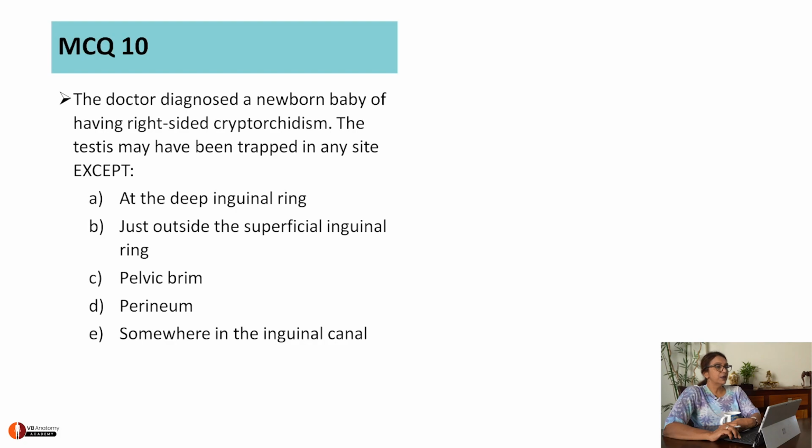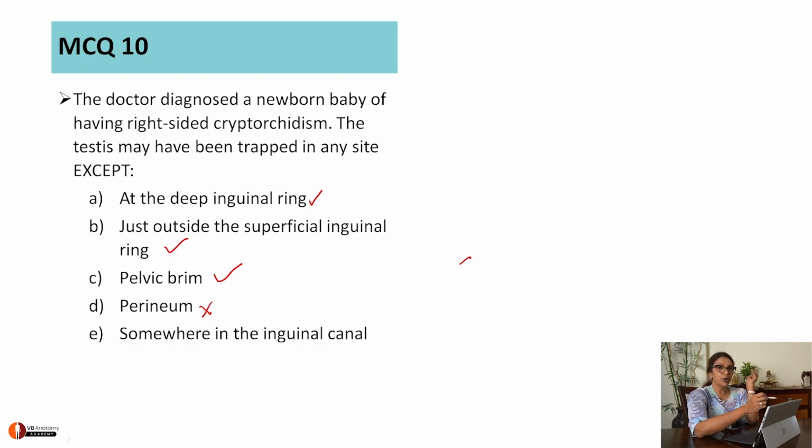MCQ 10. A doctor diagnosed a newborn baby of having right-sided cryptorchidism. What is cryptorchidism? Undescended testes. The testes may be trapped in any site. Remember, testes descend from the abdominal cavity. So, it can get stuck at the deep inguinal ring? Yes. It can get stuck outside the superficial inguinal ring? Yes. Can it get stuck at the pelvic brim? Yes. Can it just get stuck in the perineum? Not likely. It would go into the perineum.